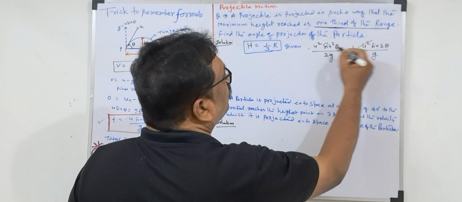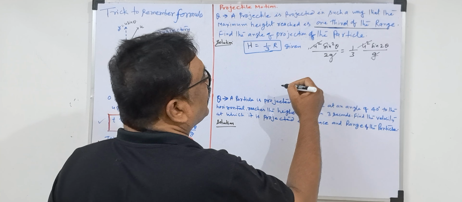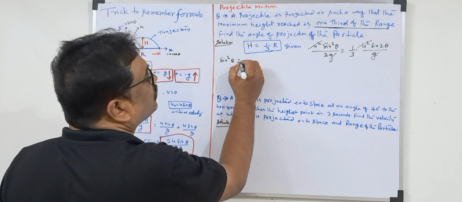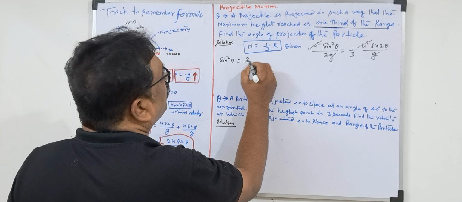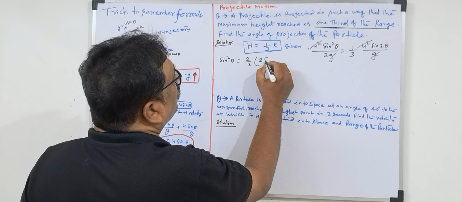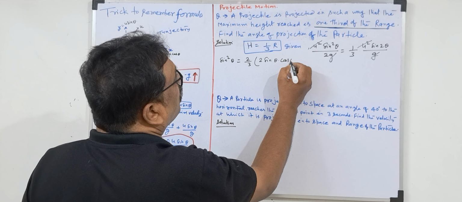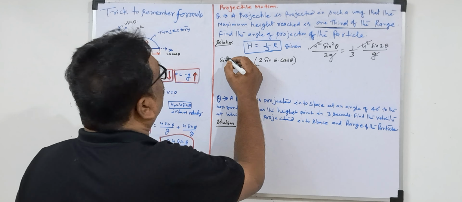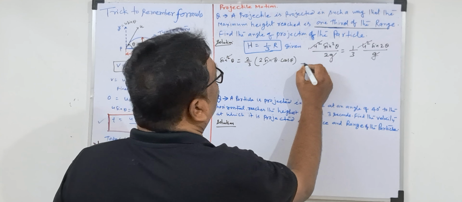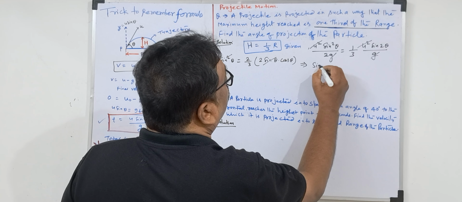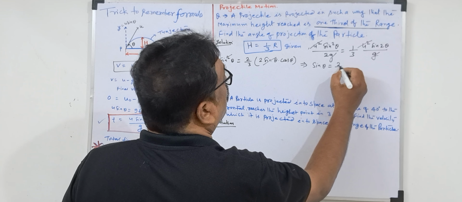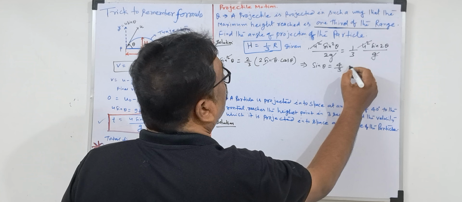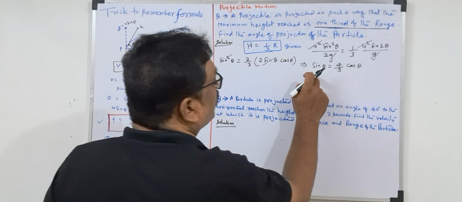See here, u square cancels, 1 g cancels. So sin square theta we can write here. Sin square theta is equal to, 2 will go to this side, 2/3. Sin 2 theta is nothing but 2 sin theta into cos theta. So one sin theta and one sin theta gone. Then what will be there here? Sin theta is equal to 2 into 2, 4/3 cos theta.